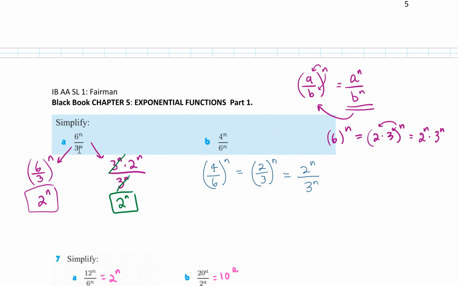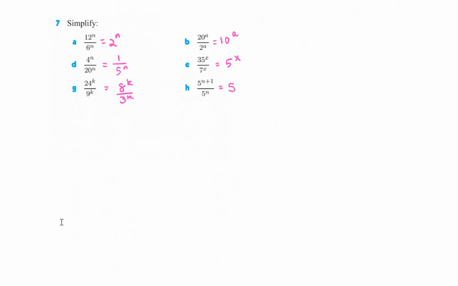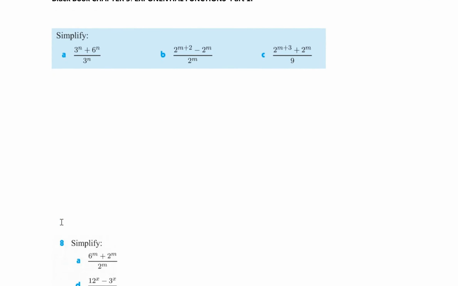So in these examples here, we just had a monomial fraction, so one term over one term. In our next examples, we've got some fractions that contain binomials in the numerator. So again, in order to simplify, I cannot cancel out this 3 to the n over 3 to the n. No! Do not do that. In order to simplify fractions, you can only simplify factors.